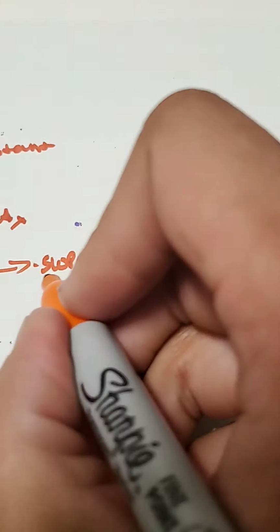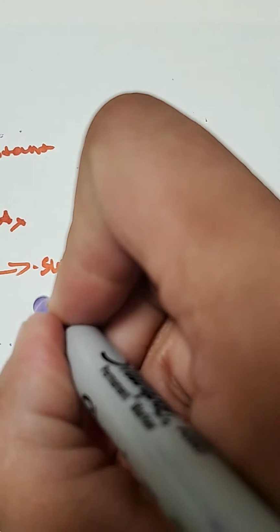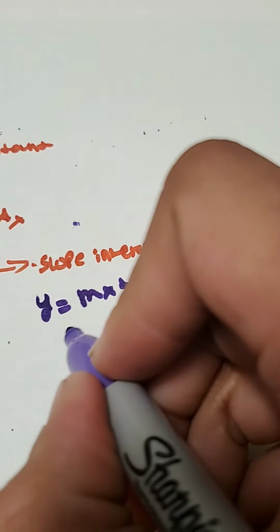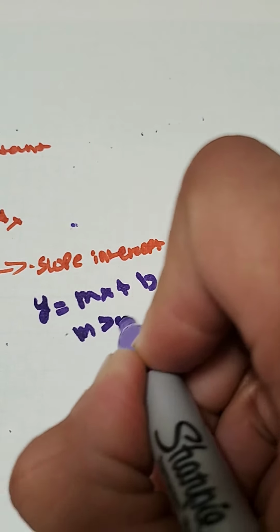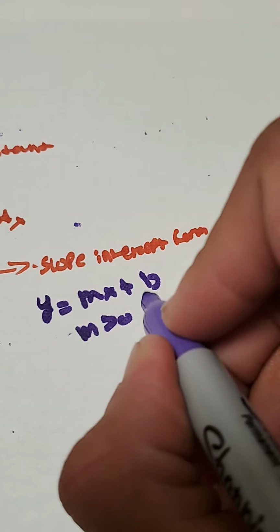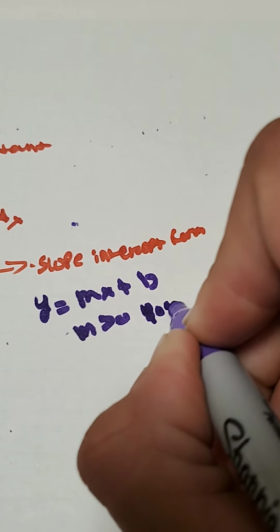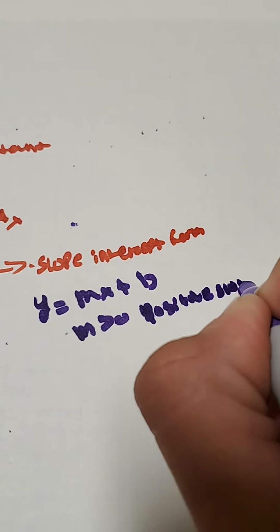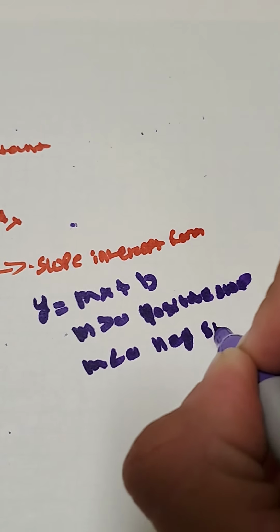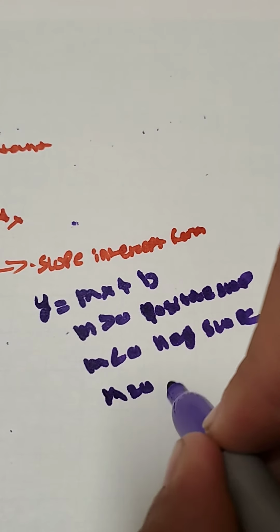Slope-intercept form is the form that we write equations of a line. This is important to know. y is equal to mx plus b, where if m is greater than 0, it has a positive slope. If m is less than 0, it has a negative slope. If m is equal to 0, there is no slope.